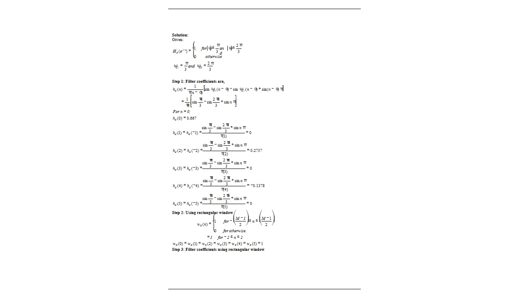Step 2: we find the window using the rectangular window. The equation is WR of n equal to 1 for minus modulus of (M minus 1) by 2 less than or equal to n less than or equal to (M minus 1) by 2, and 0 otherwise. So it is 1 for minus 2 less than or equal to n less than or equal to 2. So WR of 0, WR of 1, WR of 2, WR of 3, WR of 4, WR of 5 are all equal to 1. Step 3 is the filter coefficients using the rectangular window.